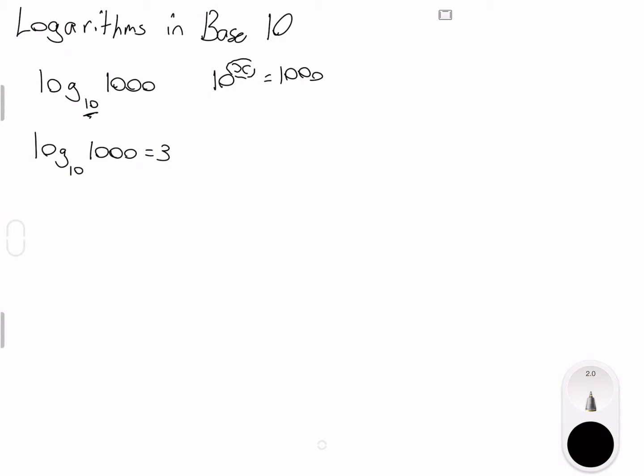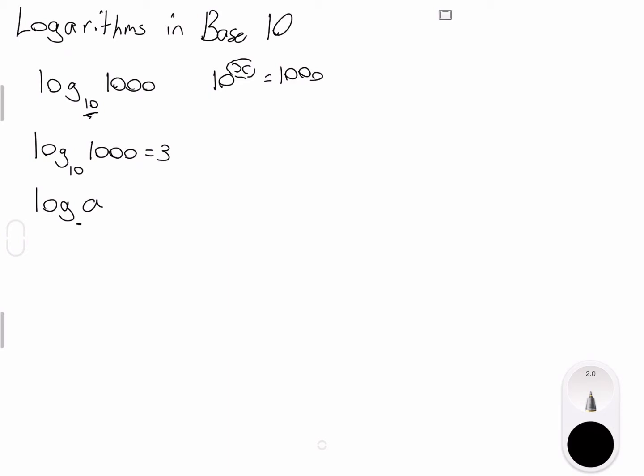Now, we might see it sometimes written as just log of a without having the 10 down here. In this case, we assume that we're talking in base 10.